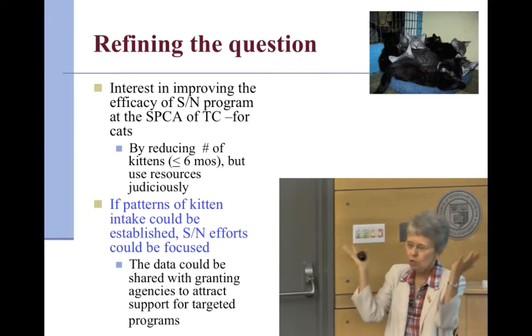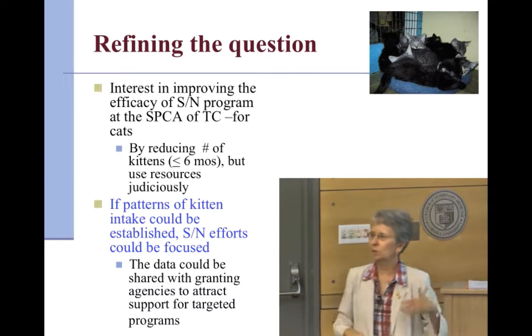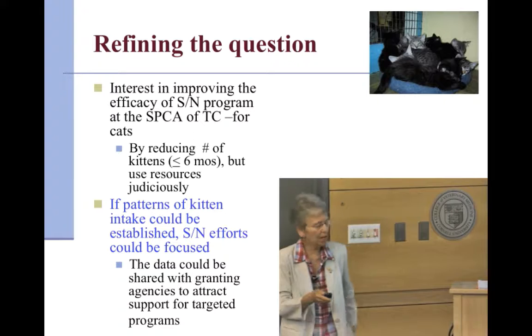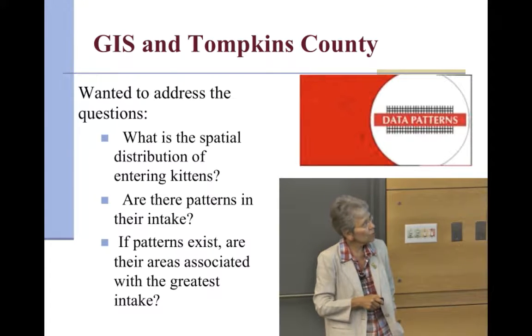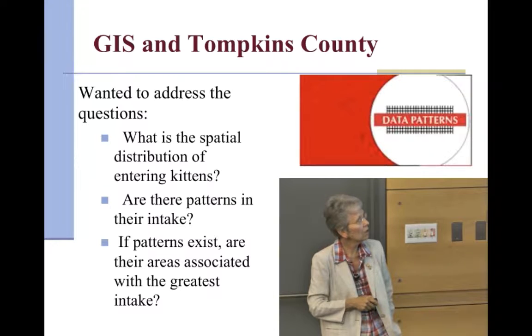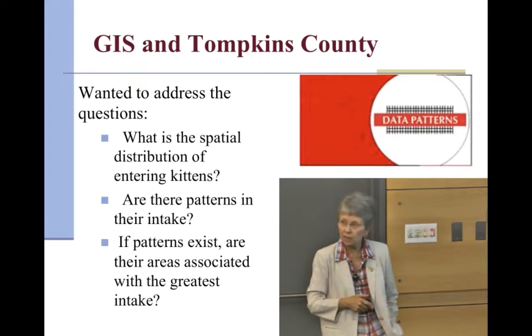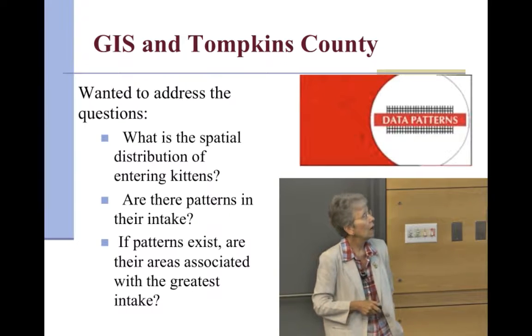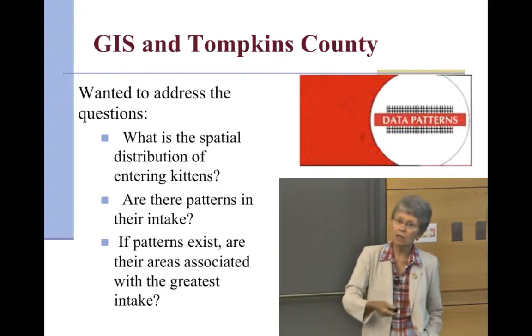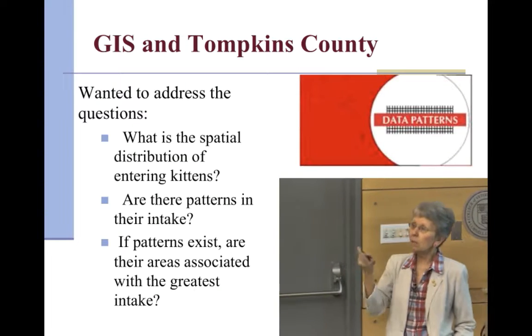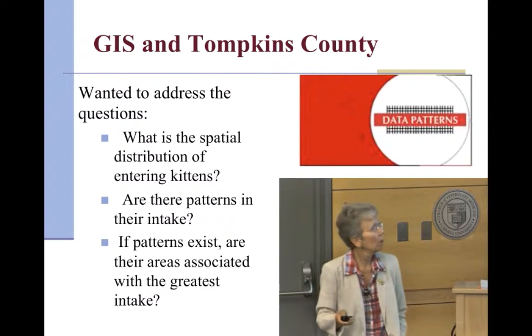And you can choose a variety of different techniques, and we'll talk a little bit about what Tompkins County actually did in a minute. So our questions were, is there a spatial distribution of entering kittens? Are there patterns in that spatial distribution that might be helpful to us? And can we identify those areas and really think about strategies that we can implement?